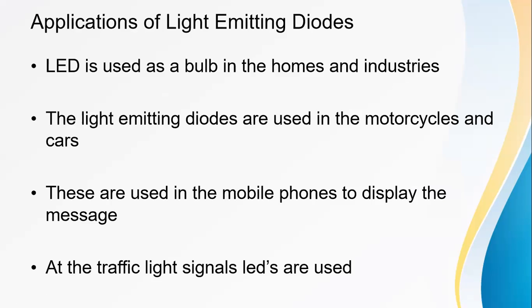What are the applications of LED? Generally, everywhere we can find LEDs as an indicator. It is used as a bulb in homes and industries. These LED bulbs we can also find in homes. LEDs are used in motorcycles and cars. These are used in mobile phones to display messages. LEDs are also used as traffic light signals. Now in our daily life we can find LEDs almost everywhere.